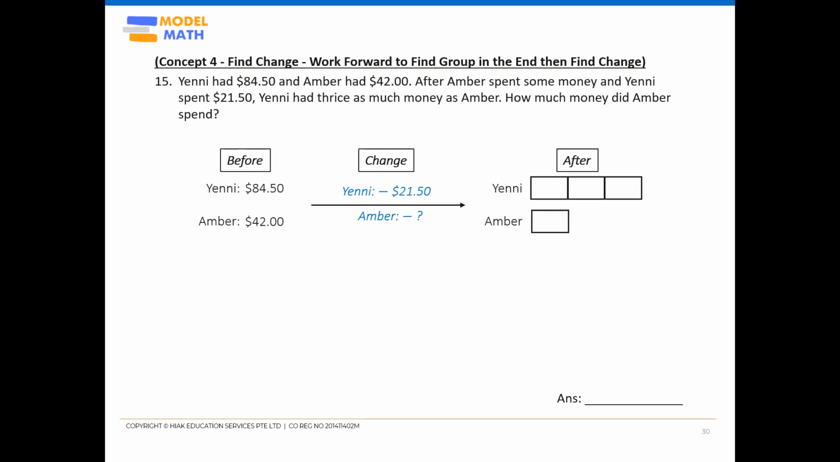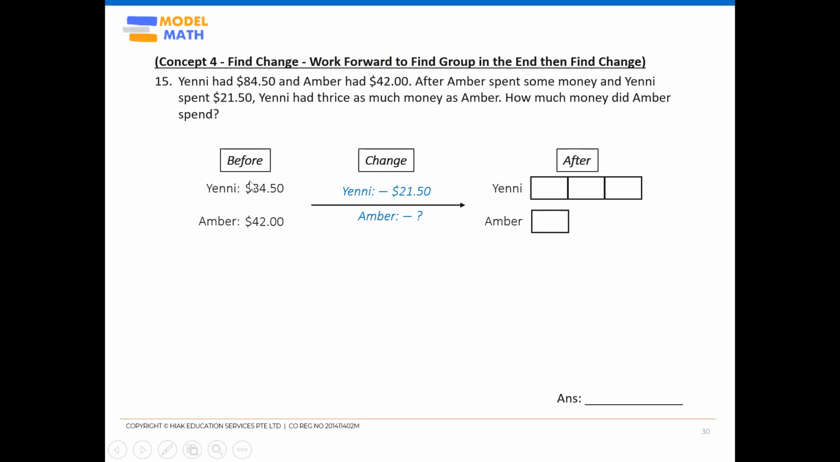Once you have recorded this down, the next thing is to identify, is there anyone I can begin working with, forward or backward? Notice that throughout, I have more information for Yenny. So obviously I will use Yenny to help me begin solving the question. No point using Amber, because I don't have a lot of information. The $42 is not going to help much.